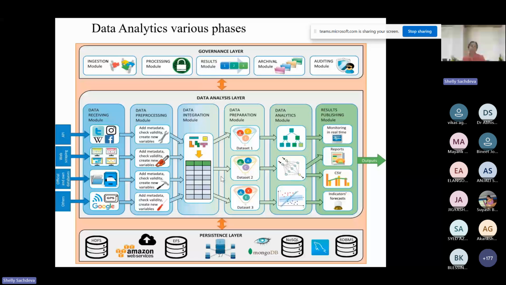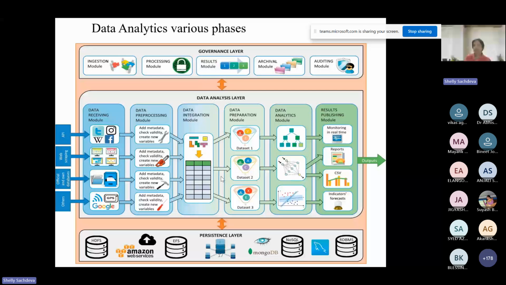Further, this data goes to the data pre-processing module. I talked about the data pre-processing module and said that null values will be removed, abnormal values will be removed, and the data will be normalized. Finally, since the data was gathered from different places in this scenario, one from Twitter and Facebook APIs, another through web scraping from different websites and URLs, another from different databases, another from GPS or Google Maps, a data integration module is required.